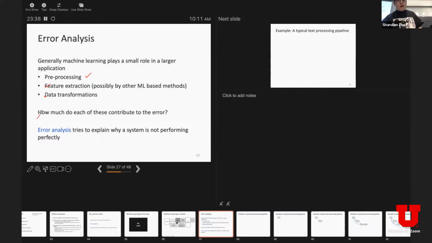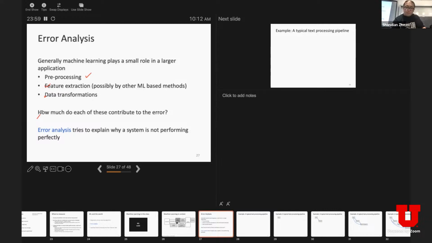So then our question is that, when your specific machine learning model, SVM or artificial neural nets, is integrated into a big system, into a long pipeline, how much does each of these components contribute to the final error? So we need to analyze those errors. We want to explain why a system is not performing perfectly.